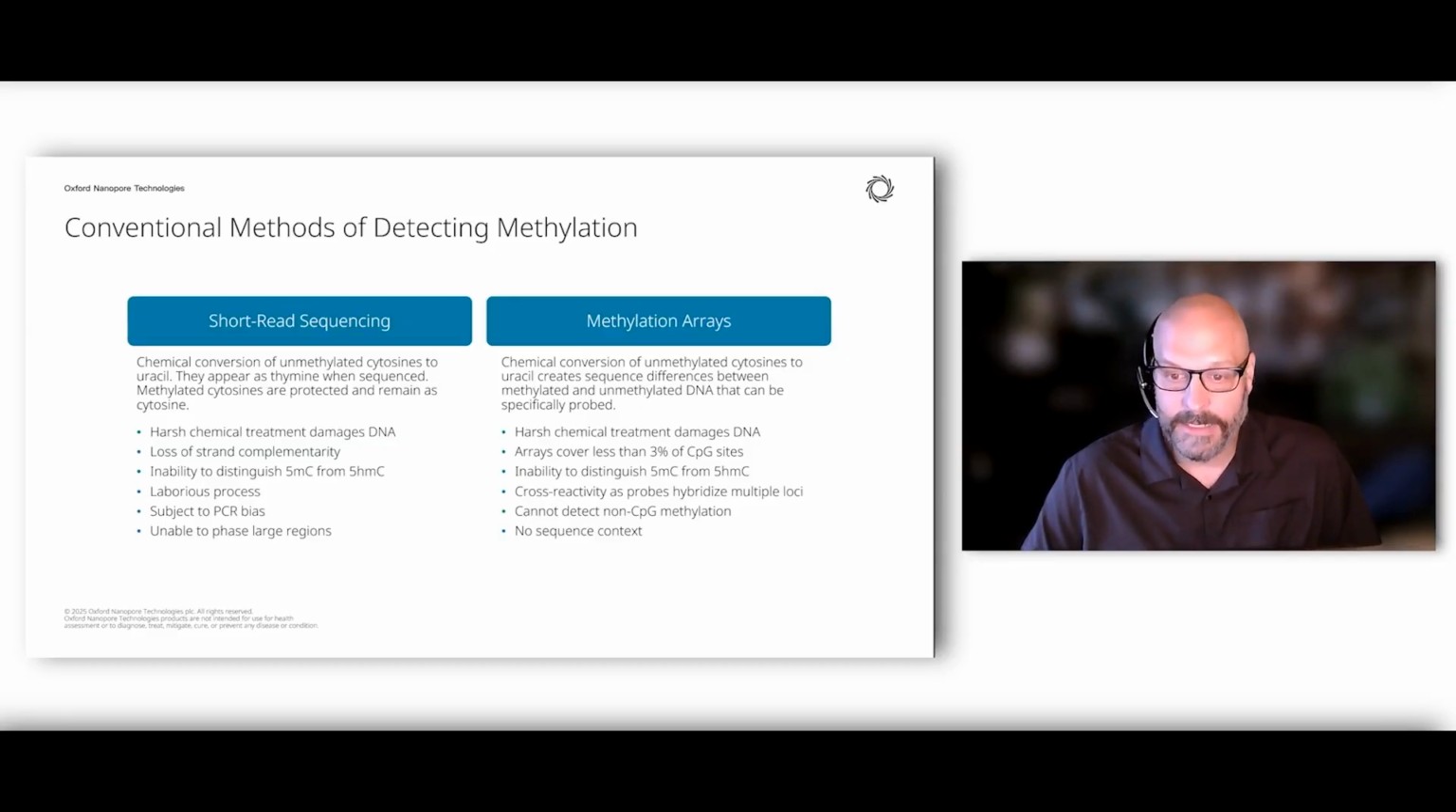On the array side, similar challenges with DNA damage. It has really limited content, so you can only see up to 3% of CpG sites. You can't distinguish 5-MC from 5-HMC. You get some probe reactivity that will hybridize to multiple loci. You can't detect non-CpG methylation, and there's no sequence context.